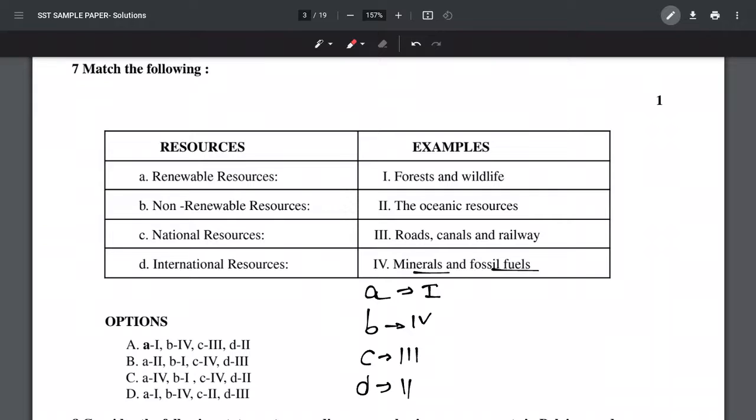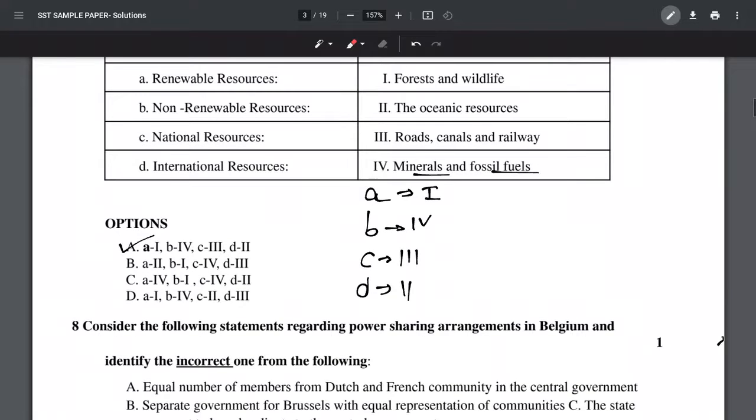So that's why the correct answer is 1-4-3-2. That's the answer. Let's check which one is matching. Yeah, so A is the correct answer, isn't it? A is correct. Let's see our next question.